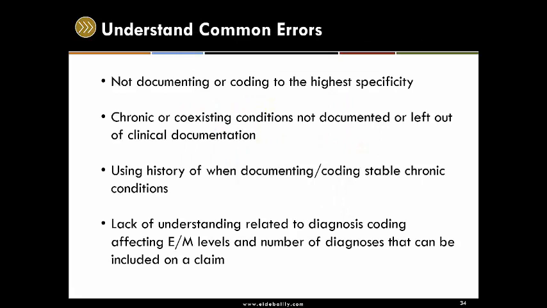What are some of the common errors? I mean, certainly not documenting or coding to the highest specificity. If you have in a chart chronic lung disease or you have bronchiectasis, they code out very differently, and there will be a difference in the scoring. Chronic or coexisting conditions not documented or left out of clinical documentation.